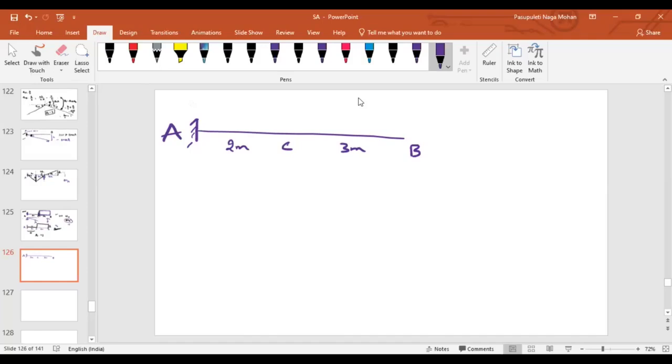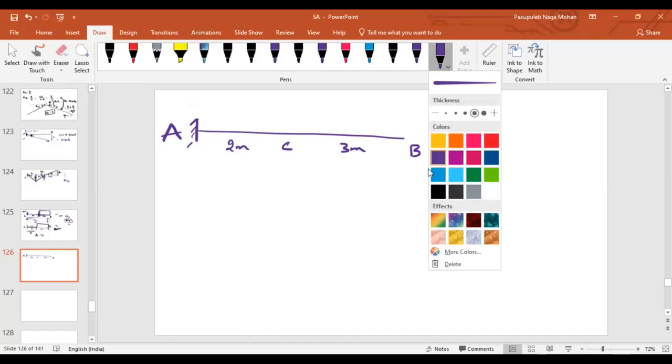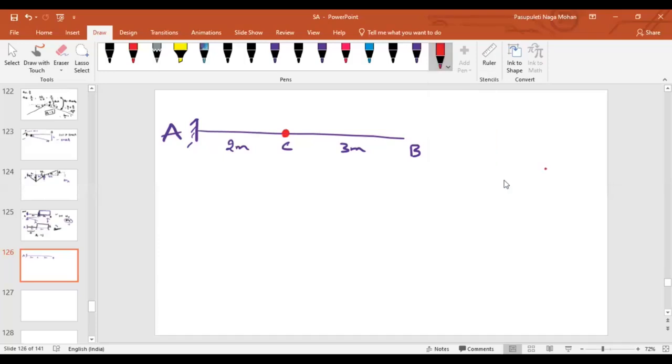Sir, it is a triangle from A to C. Triangle from A to C, okay. And C to B, is it a rectangle, sir? You mean like this? Yes, sir.